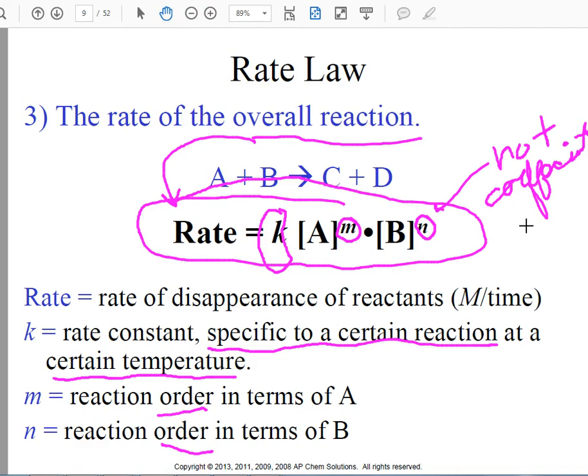So, to write a rate law, we're talking about the rate for the entire reaction. This is not the rate for A, or the rate for B, or the rate for C, or the rate for D. This is the rate for the reaction as a whole. It is equal to the rate constant for that reaction times the concentration of your reactants raised to their orders. All right, so we'll break that down further.